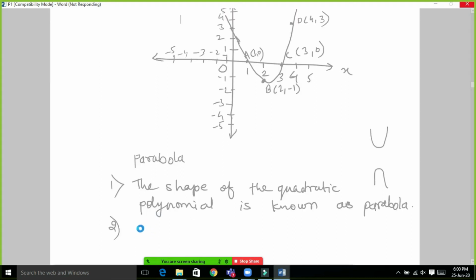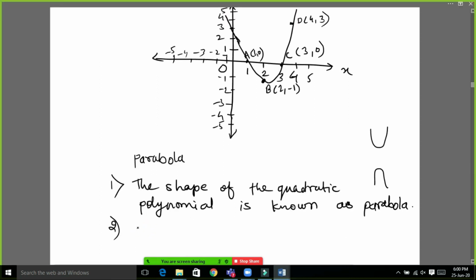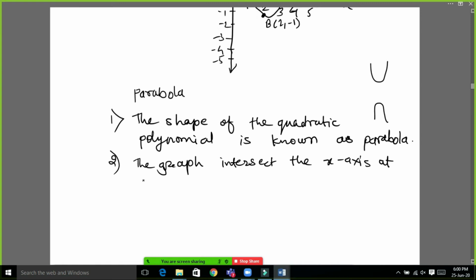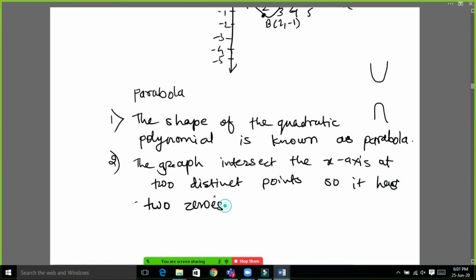So we can say that the second conclusion is, the graph intersects the x-axis at 2 distinct points, so it has 2 zeros and the 2 zeros are distinct.